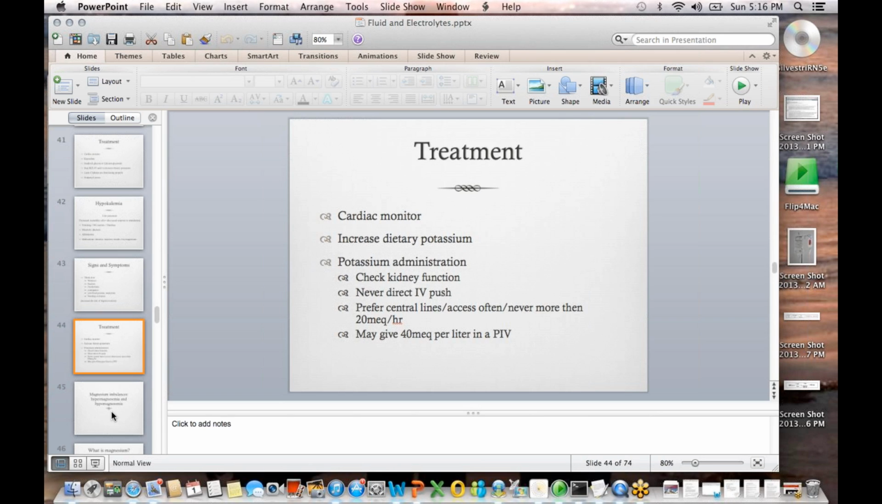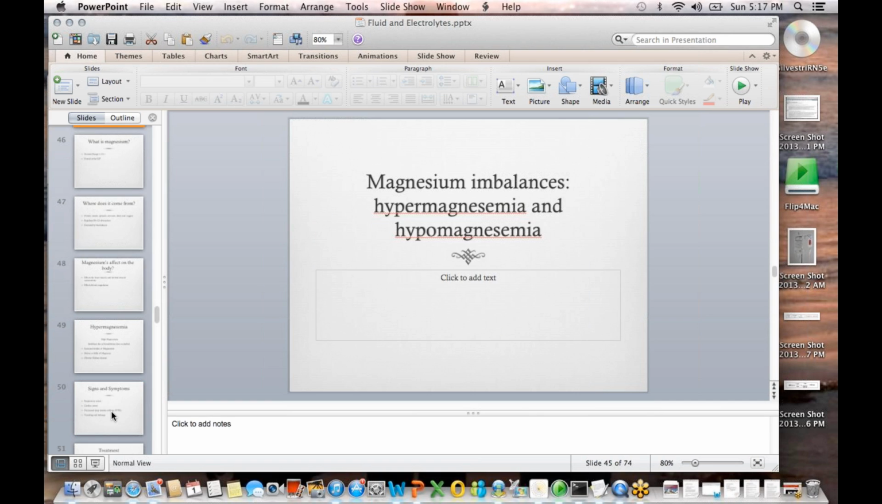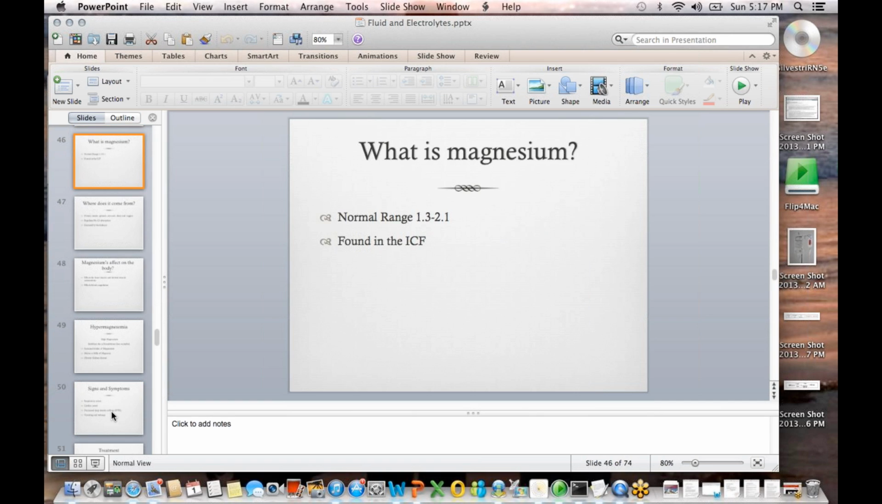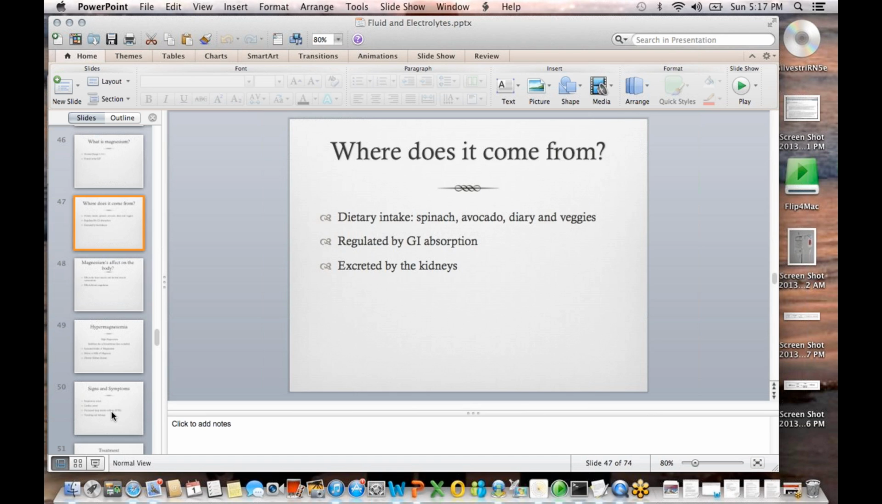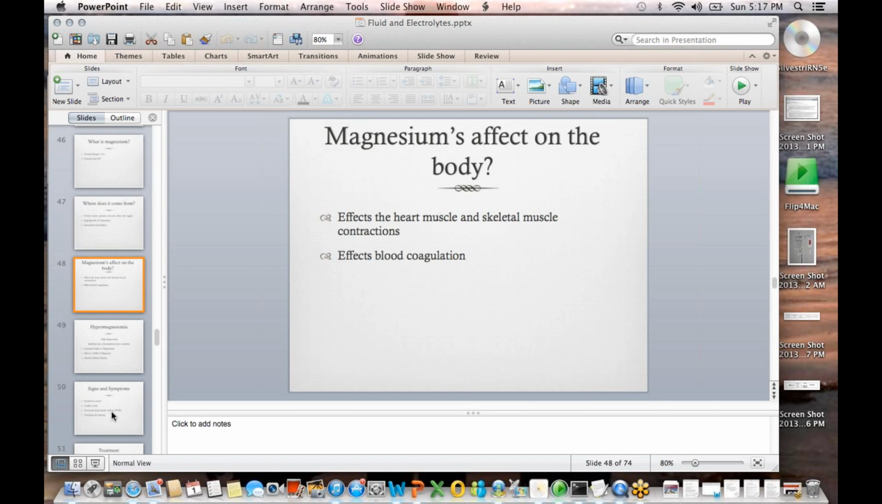So with this one, if they're low, you want to give them a replacement. And we did talk about the importance of potassium replacement. Never give it IV push, never more than 20 milliequivalents per hour, and if it's in a peripheral IV, you want to make sure it's diluted in at least a liter of saline. If you're giving potassium, you want to make sure they're on a cardiac monitor. Remember potassium, think heart. Always go back to the heart, and assess the IV very often because it's toxic to your veins.